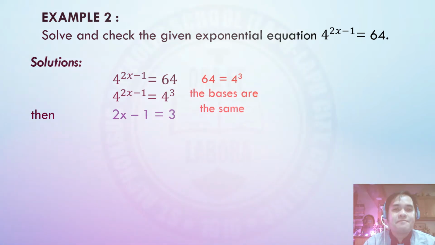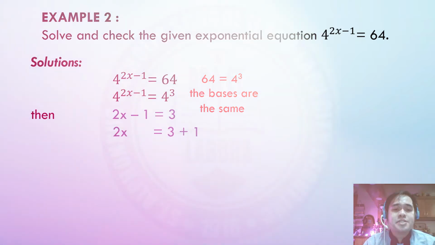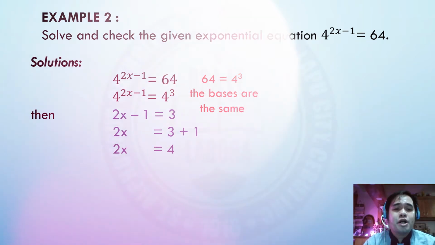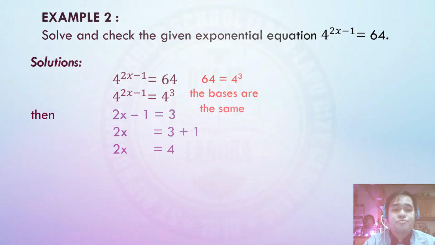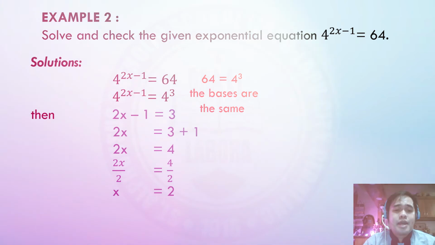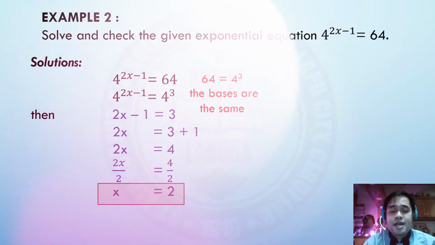So simplify them further by isolating the variable x. So transpose negative 1 to the other side of the equation and it will become 2x is equal to 4. Divide 2 both sides of the equation and then x is equal to 2, and this is now our answer.